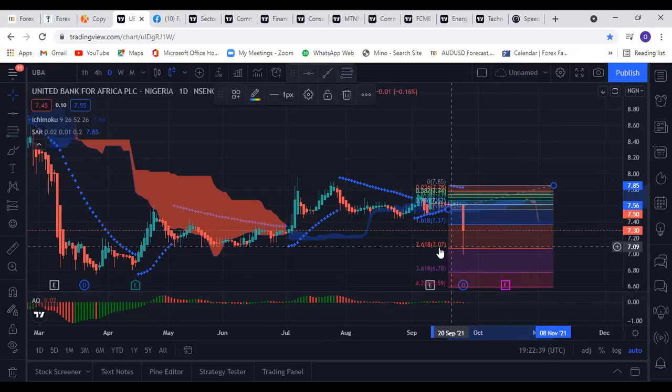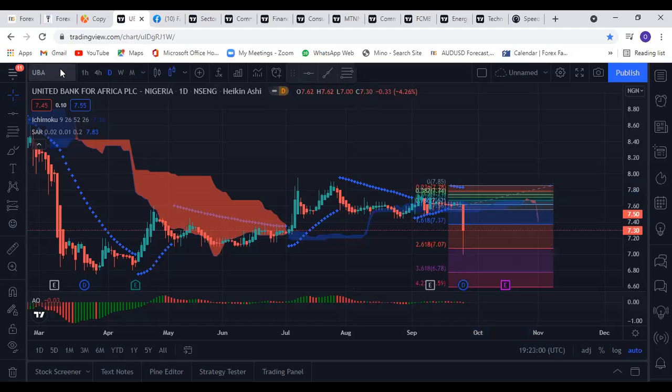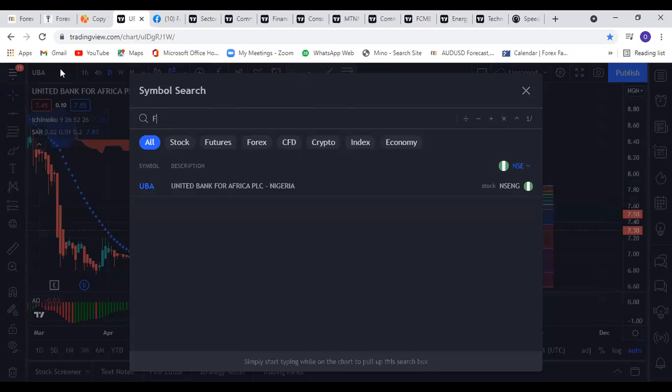If you had gotten it around 7 naira 7 kobo, it would have been a very good one. But this reaction is massive. So if you can come and enter at around 6 naira 78 kobo, it is good. So any price around here is good. Okay, let's look at First Bank.